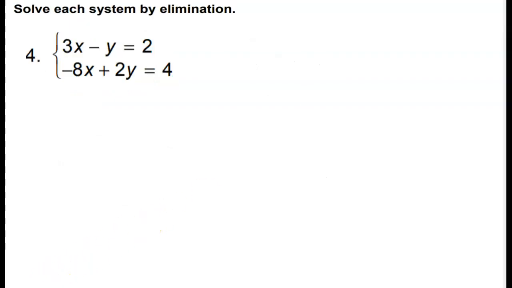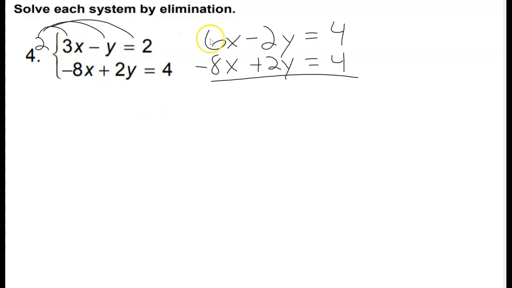Alright, let's take a look at 4. Go solve each system by elimination. Okay, here, I believe we'll do the y again. We're going to multiply by 2. Here I get 2 times 3, 6x. 2 times negative y is negative 2y. And then 2 times 2 is 4. Now we're going to add up vertically so that the y's cancel out, and that's going to leave us with negative 2x is equal to 8.